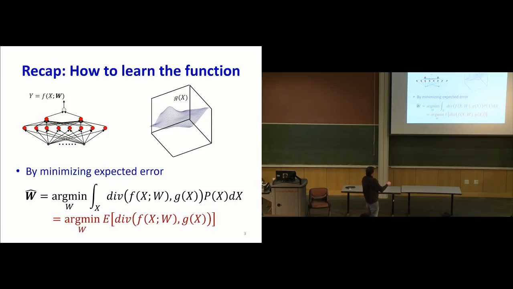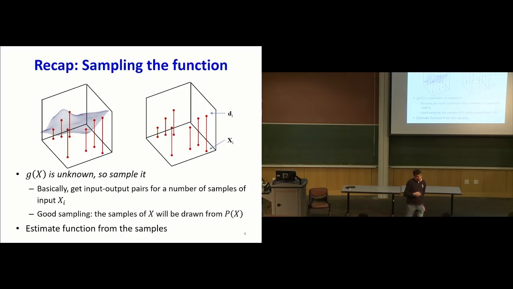Now, if you want to do it in a theoretically correct way, what you would do is define a divergence which quantifies the error between the actual output of the network and what you want the output to be. And then you would compute this expected divergence over the entire input space, and you would estimate the parameters of the network to minimize this expected divergence. Now the problem, of course, is that we don't actually have the function g(x) that we want.